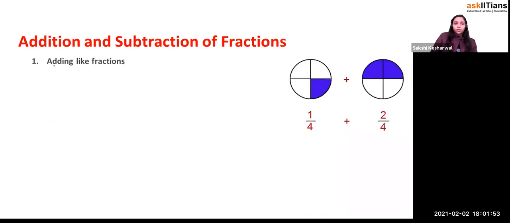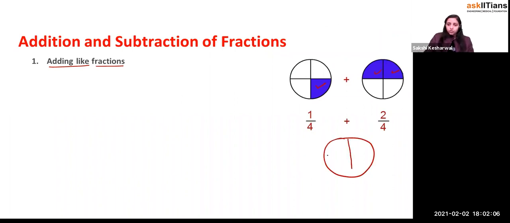Okay. Addition of like fractions. It's again the same. When you have two fractions, you have to add them, like 1 by 2 plus 2 by 3. If you're going to add this and this, so this is equal to what? You will be coloring this part, and this part, and this part, which is equal to 3 by 4. It's simple, right? You don't have to do anything. Addition of like fractions is the easiest thing.